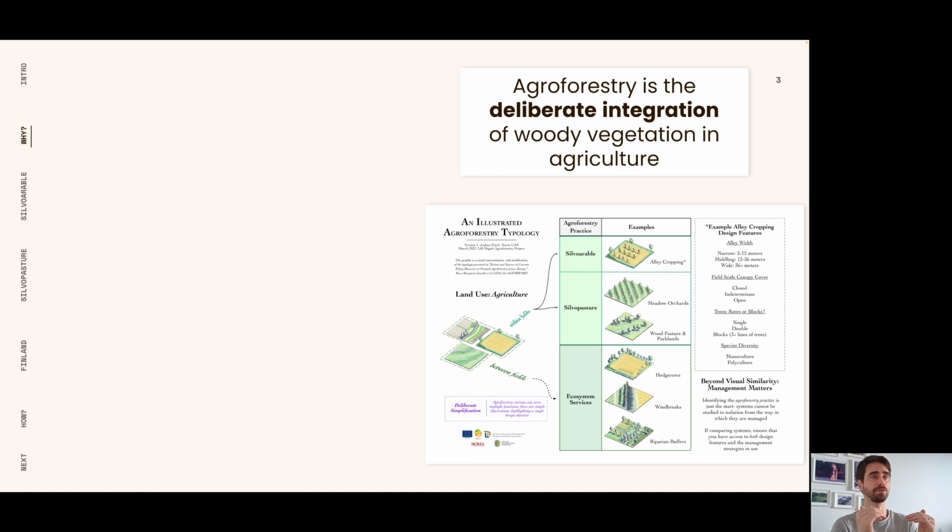When you go down below to the darker green agroforestry practice, I've labeled these, which are here on the right, under ecosystem services. So hedgerows, windbreaks, riparian buffers. These three are by no means the only kind of agroforestry practices that take place between fields, but these are three main ones that usually play a supporting role in the landscape.